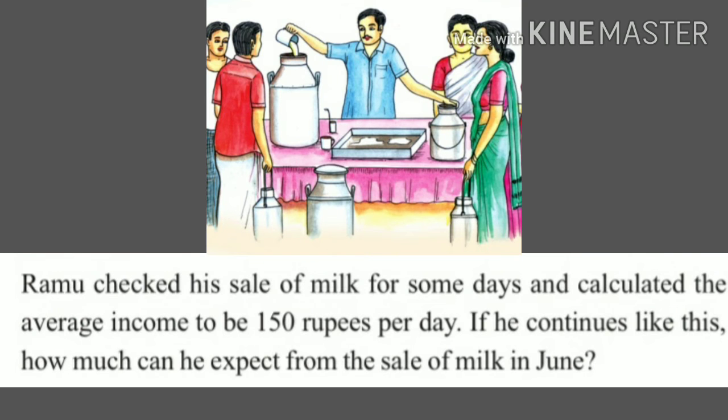Next question. Ramu checked his sale of milk for some days and calculated the average income to be 150 rupees per day. If he continues like this, how much can he expect from the sale of milk in June? In the question, it is given that the average income of Ramu per day is 150 rupees. If so, how much can he expect for the month of June?